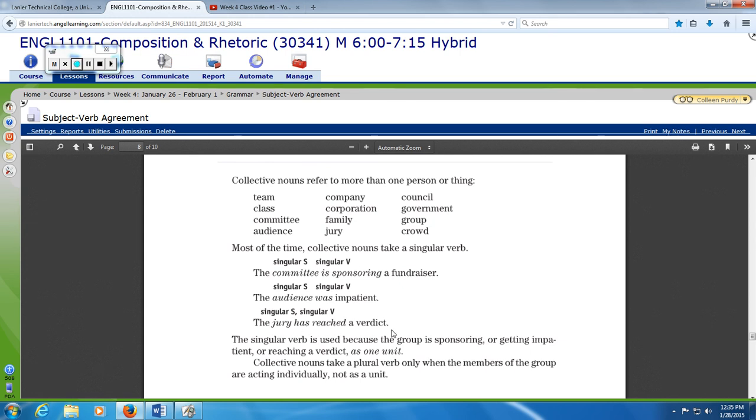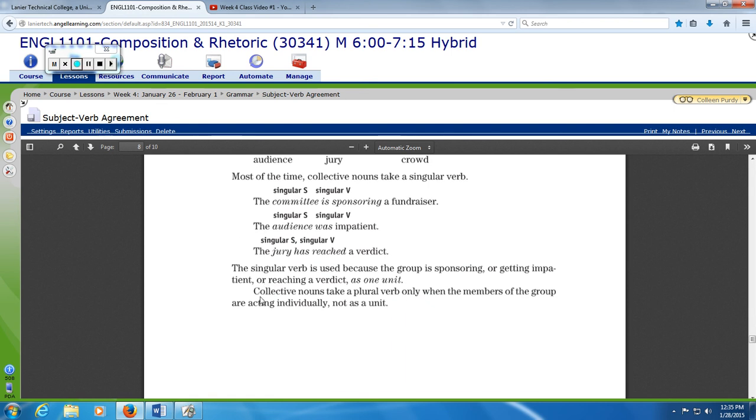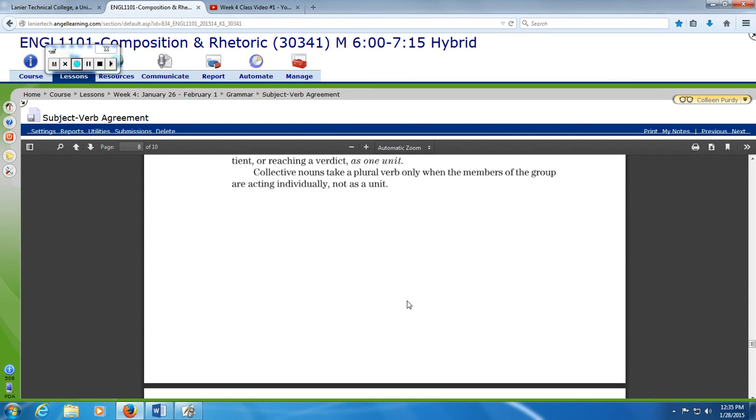Okay, the jury, it wouldn't be jury have reached, which would be the plural form. It's jury has reached. Now, this is a rule that I'm not going to actively enforce because usually when you have a collective noun, they will be acting together. So when we see this, we'll talk about it on an individual basis, okay? But this is what I want you to remember.